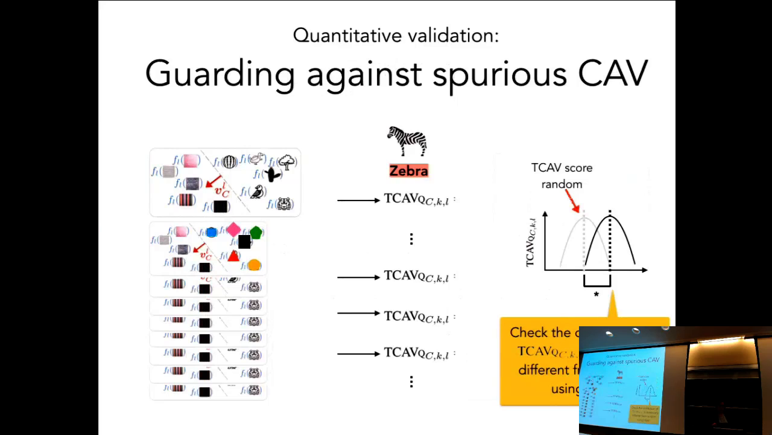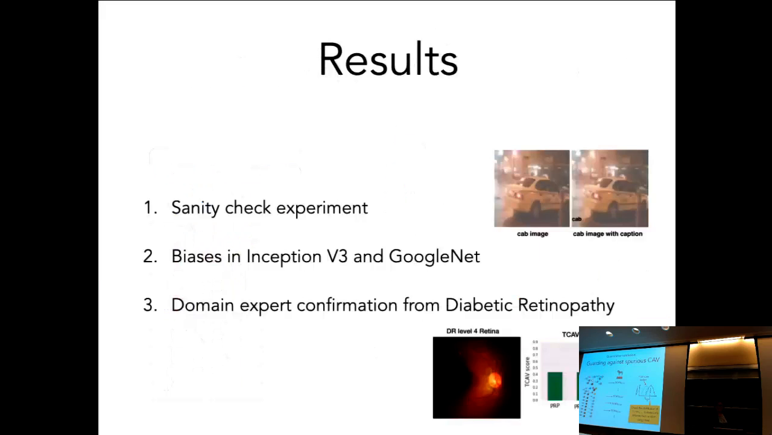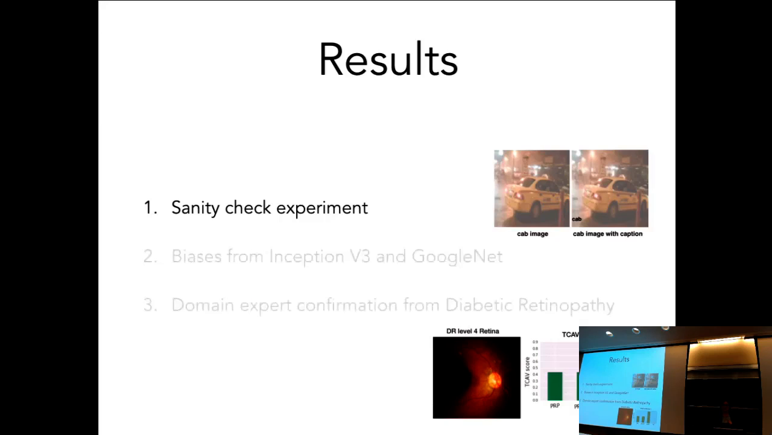So all the results that I'm going to show you here pass this test. I'll first show you some sanity check experiments. This is a carefully structured experiment for us to have a ground truth, and we compare the TCAV score to our ground truth.